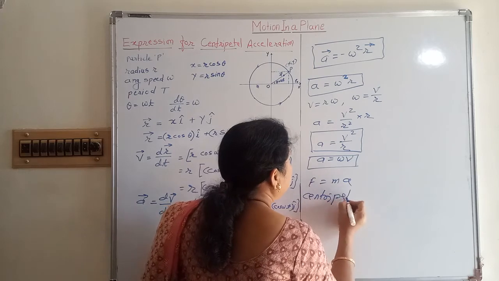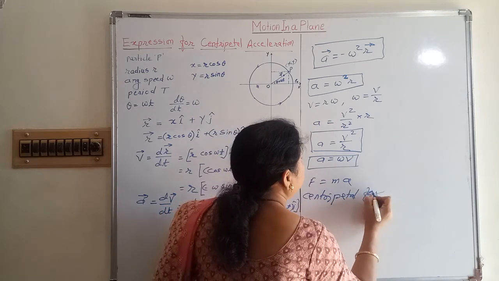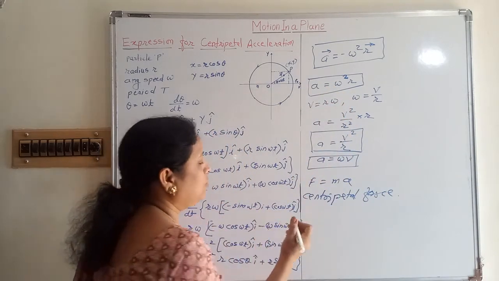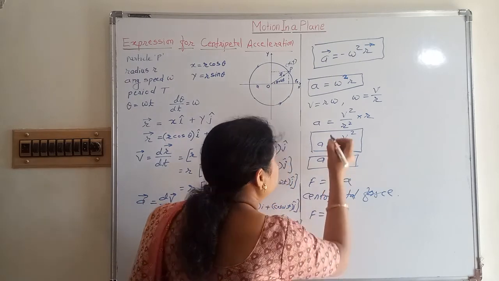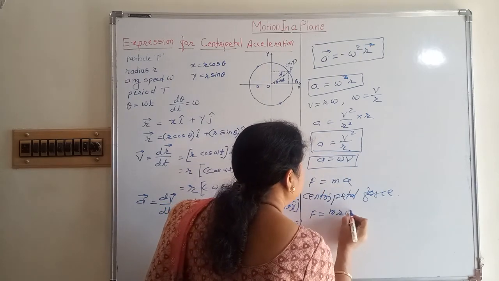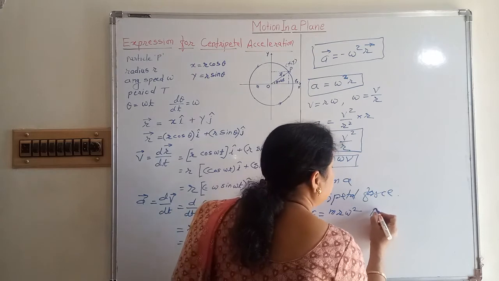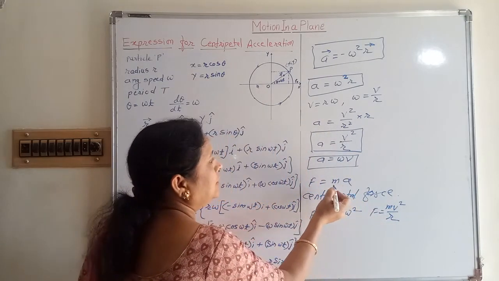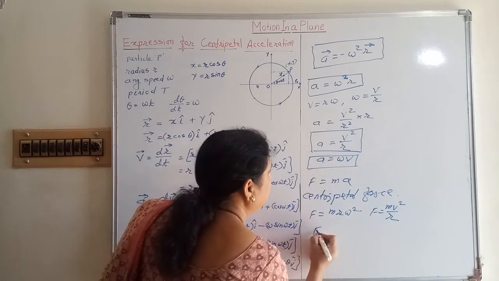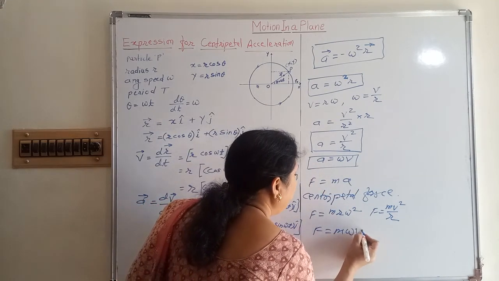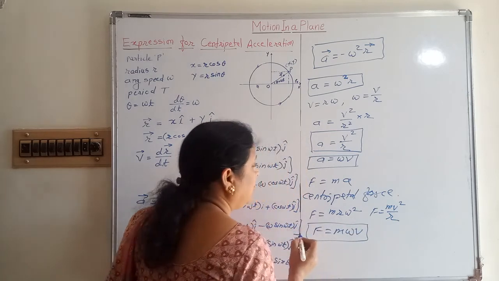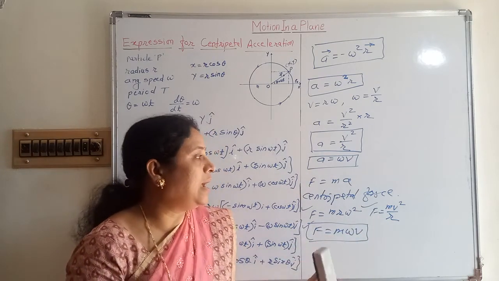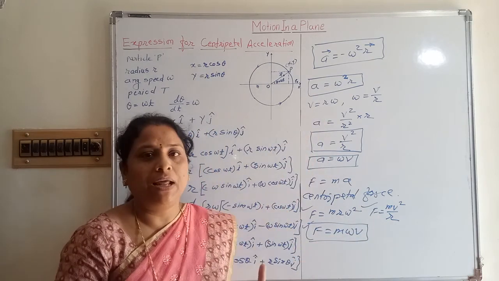Now as there are three formulas for acceleration, you can write three formulas for centripetal force. One, F is equal to m r omega square or m omega square r. The second is F is equal to m v square by r, mass into acceleration. And third is m into omega into v. These are the three formulas for centripetal force.